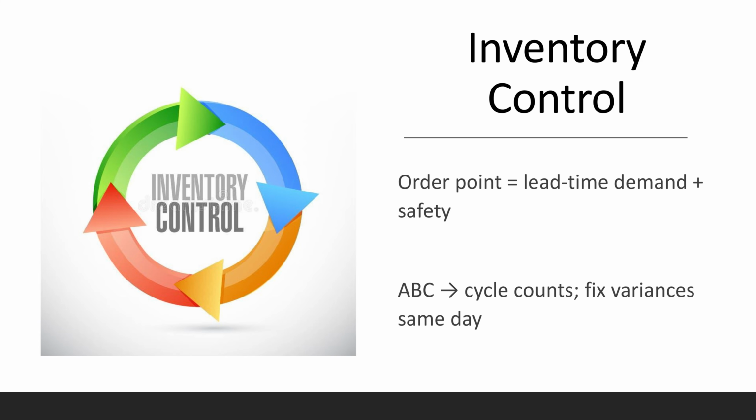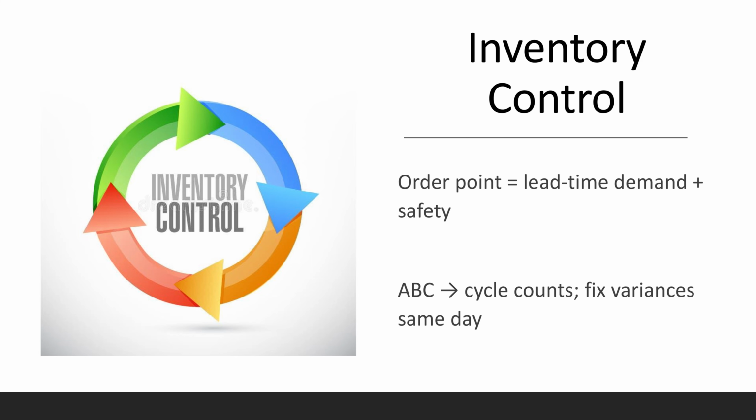To control inventory, I apply a few simple calculations in plain language. I set an order point so that we reorder before we run out. The order point equals average demand during lead time plus a safety buffer for variability. I size safety stock based on how much demand or lead time varies and on the service level we need for that item.